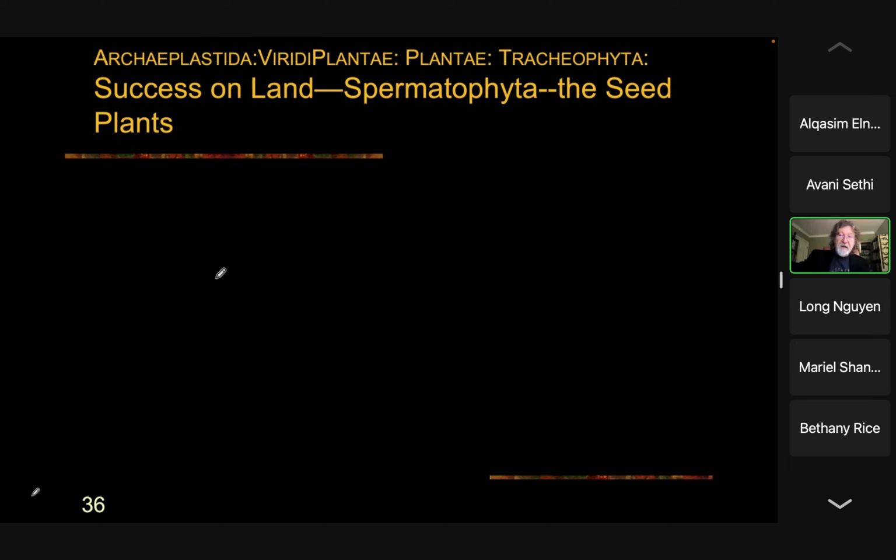The rest of the tracheophytes belong to a clade called Spermatophyta. These are also collectively called the seed plants, okay? You notice here that in the reproductive cycle of the ferns, there are no seeds. And therefore, the ferns and the bryophytes are collectively called seedless.